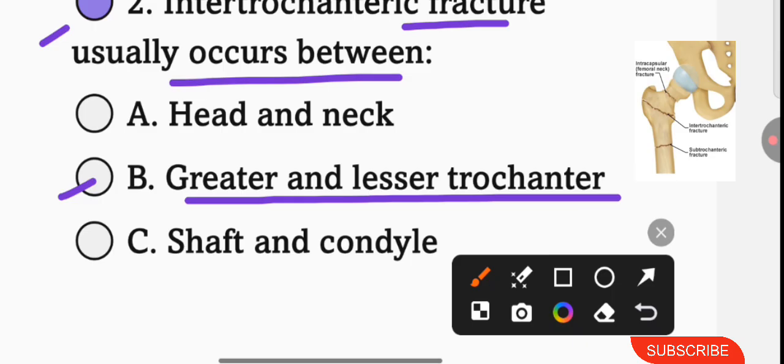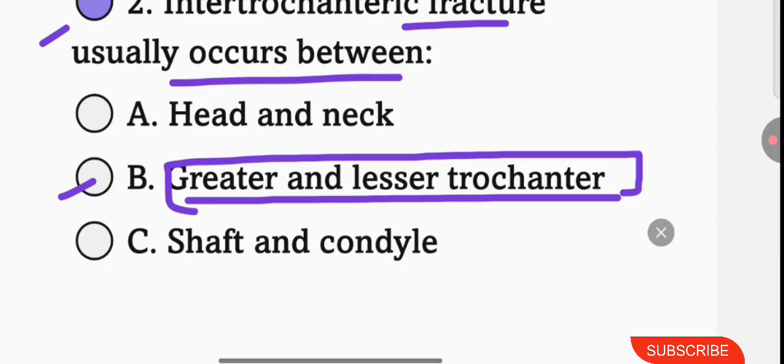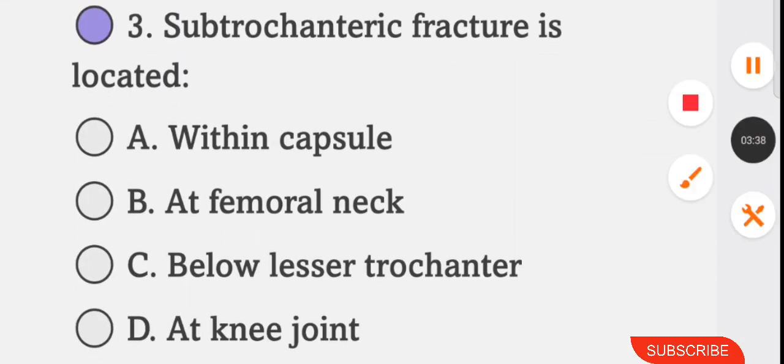A common question asked is intertrochanteric fracture or neck of femur fracture. The main difference is intracapsular or extracapsular. So option B is the correct option, intertrochanteric fracture lies between the greater and the lesser trochanter. Now come to the third question.